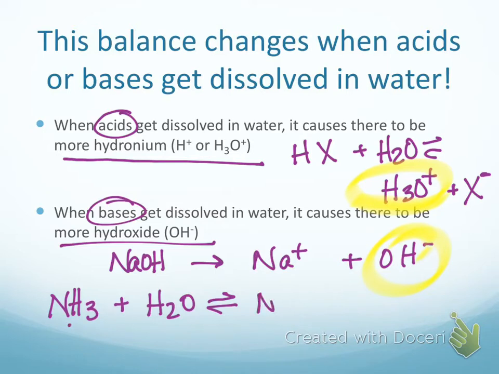It can accept hydrogen, so it becomes NH4 plus. Where did it get that extra hydrogen from? Yep, the water, which means the water turns into hydroxide. And ultimately, what have we done? Bases increase the concentration of hydroxide.